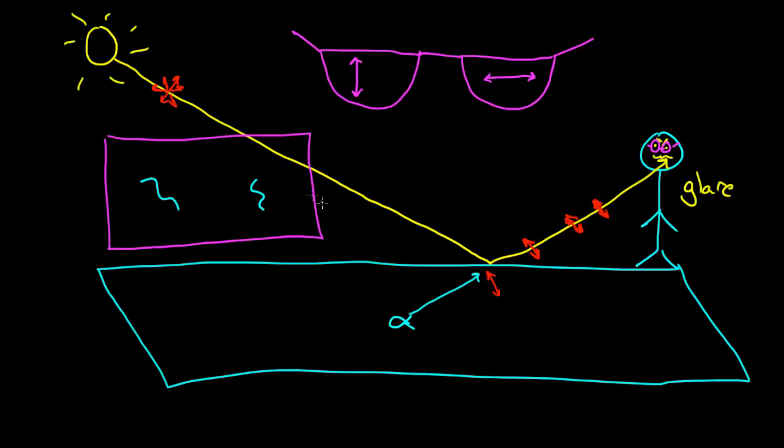If you take off your 3D glasses and look at a 3D movie, it looks terrible, because now both eyes are getting both images. But if you put your glasses back on, now this eye only gets the orientation that it's supposed to get, and this eye only gets the orientation that it's supposed to get, and you get a 3D image. So it's useful in many ways.